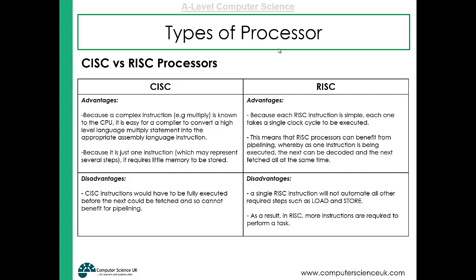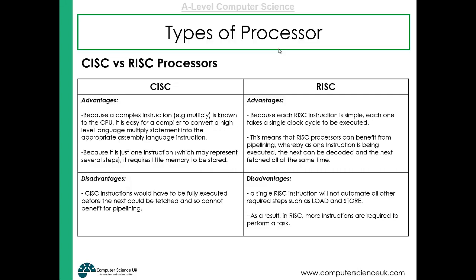The disadvantage, though, is that each of these complex instructions has to be fully executed before the next one can be fetched, so it can't really benefit from pipelining. On the other hand, RISC processors, that's their biggest advantage. Because each instruction is simple, each one takes a single clock cycle to be executed, which means that we can queue them up. We can benefit from pipelining.